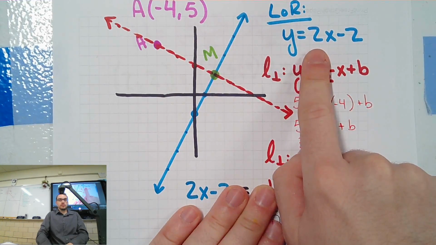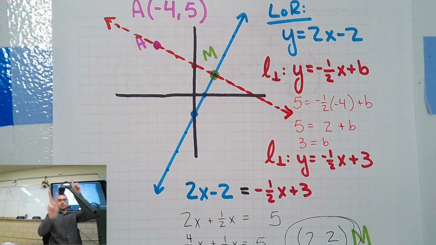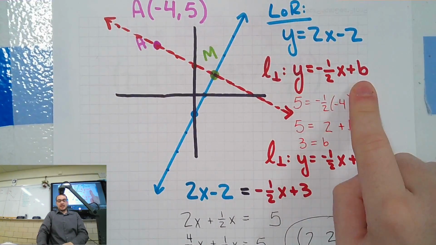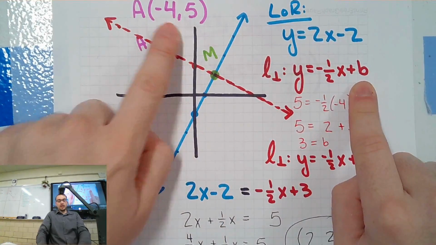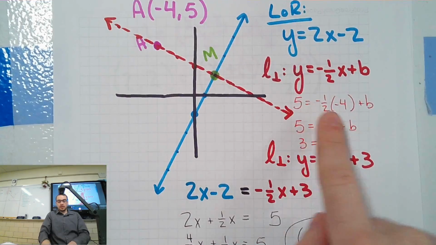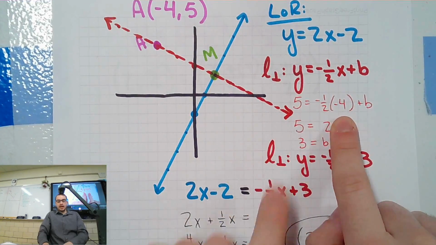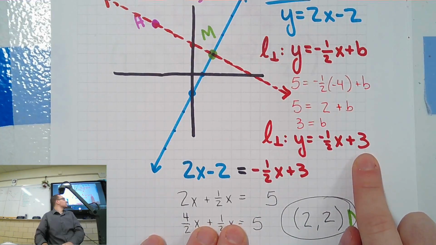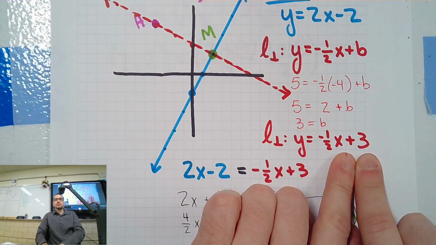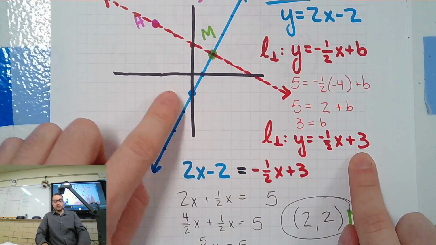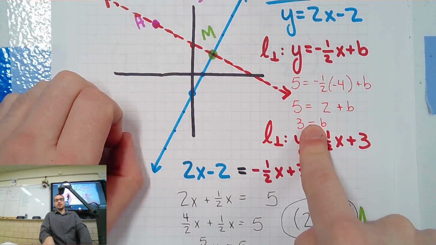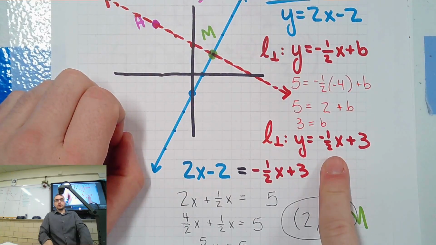Right? So 2 is 2 over 1. We flip it. We change the sign. -1/2. Then to find out what B has to be, we plug in our point because we want this to be perpendicular and go through this point, right? So I plug in the point, -4, 5. I do math and I get, hey, look, B has to be 3. There it is, so I write it down. Cool? I graph that line. 3 for the y-intercept. Down 1 over 2 for our slope. I draw the line. So far, so good.